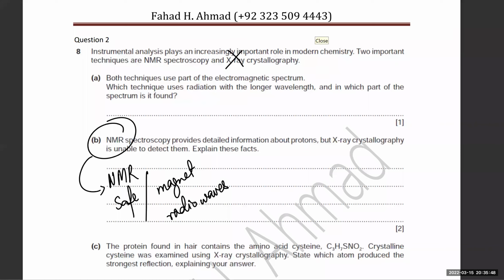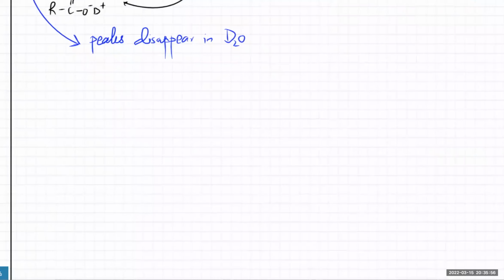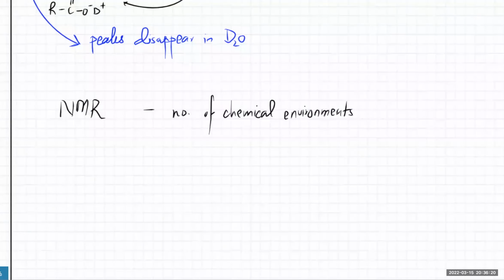I'll just sum this up briefly. What does an NMR spectrum tell you? It will tell you a lot of things. Number one, the number of chemical environments. That is one very useful piece of information about identifying the structure. Although we wrote this in several places, I'm just writing a short summary. Second, it tells you the number of protons in those chemical environments.